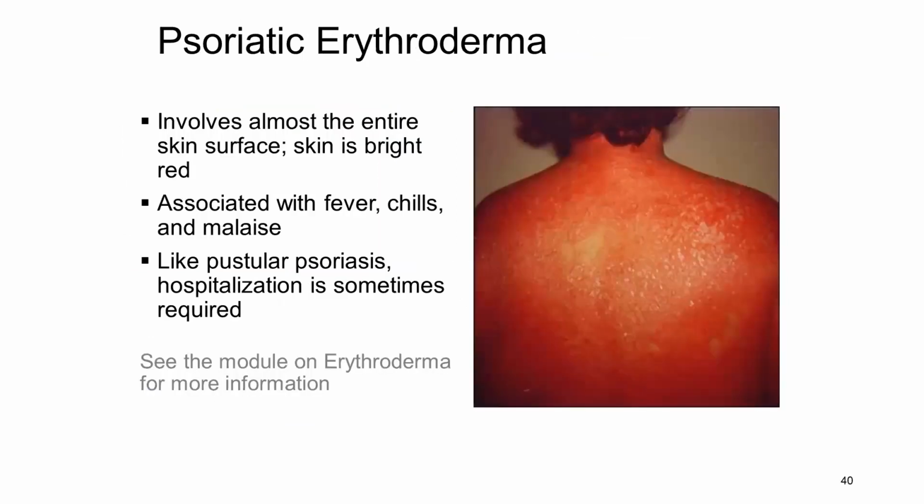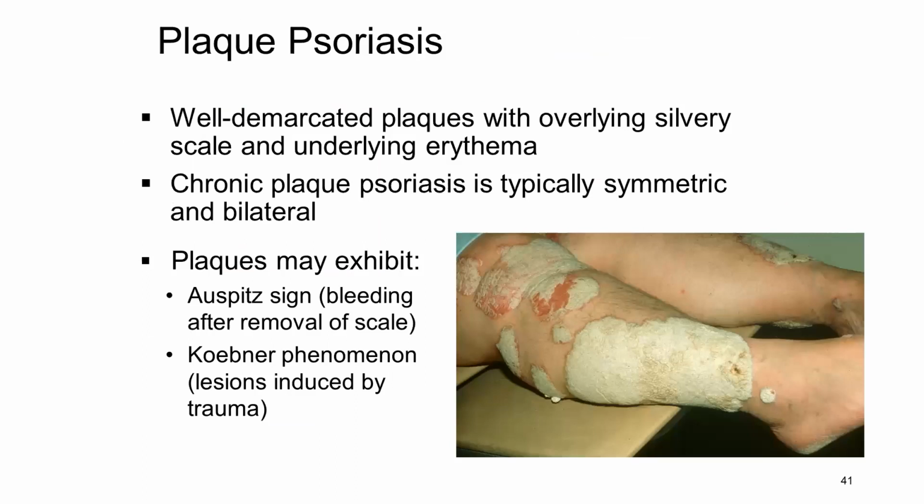Then psoriatic erythroderma, when more than 90% of the skin is involved, affecting the skin functions as well, may be systemically affected and the patient has to be admitted in the hospital. Plaque psoriasis, most common type, salmon-colored plaque with silvery white scales, typically symmetrical, Auspitz sign and Koebner phenomenon are positive.